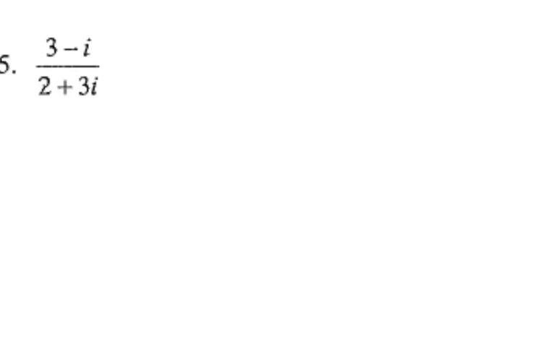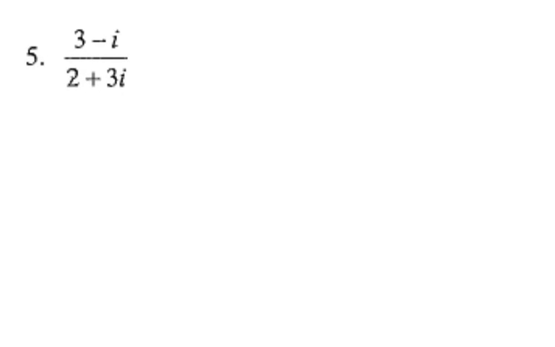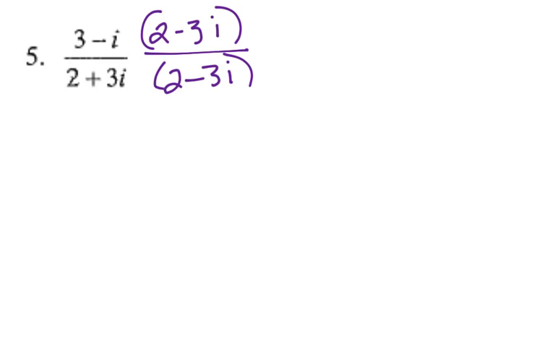Okay, dealing with complex numbers. When you have a radical, you can't have the radical at the bottom of the fraction. When you have an i, you can't have an i in the bottom of the fraction. So this 2 plus 3i in the bottom is not legal. To get rid of it, what you do is you multiply the top and the bottom by the conjugate of the bottom. So the top gets multiplied by 2 minus 3i, and the bottom gets multiplied by 2 minus 3i.